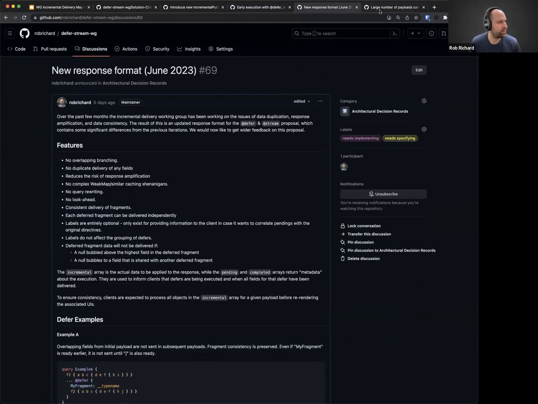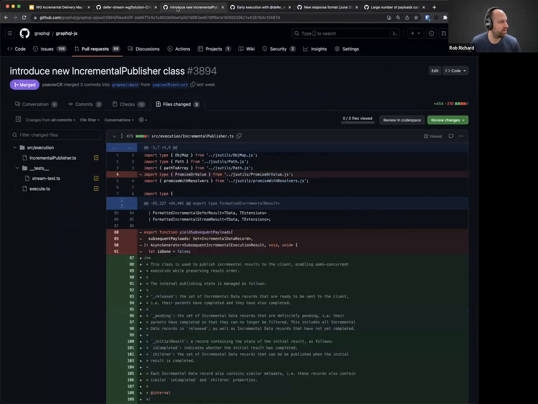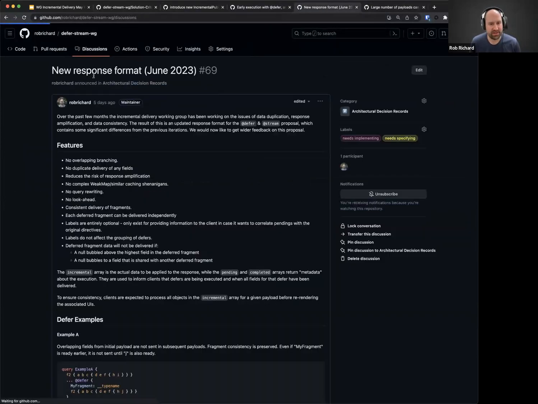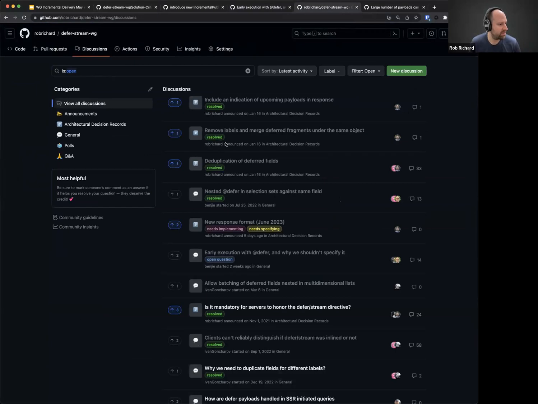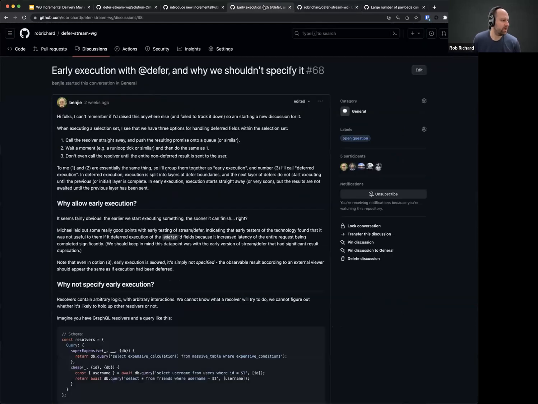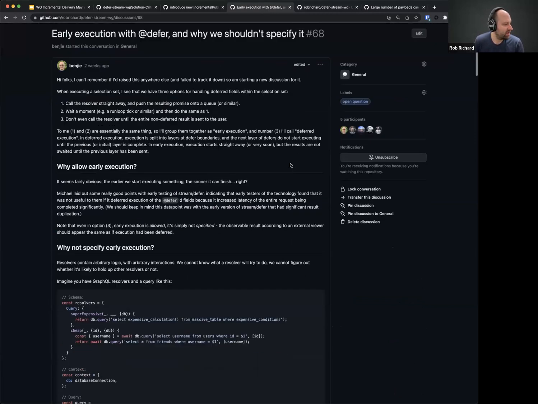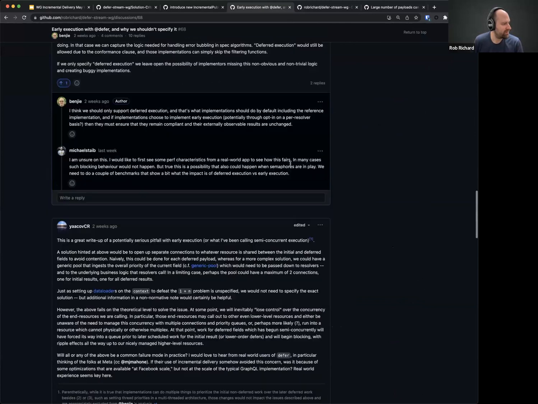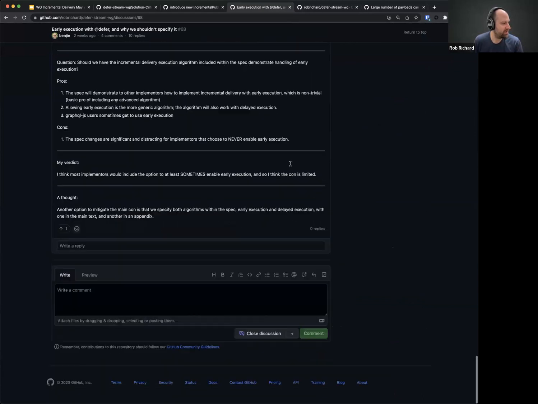And I went through a bunch of the old discussions that we had and marked a lot of them resolved, most of the ones around duplication, response explosion, all the stuff that the new payload format addresses. And then we talked about this early execution versus deferred execution, and I kind of want to continue this discussion a bit.